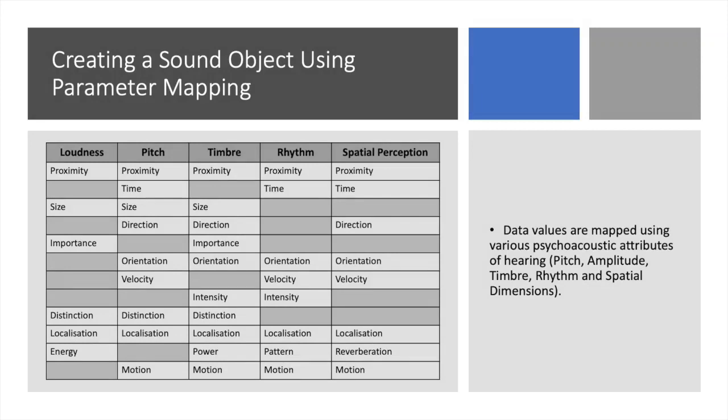Parameter mapping sonification is the most effective method that allows the sound designer to use psychoacoustic elements of hearing to represent real-life phenomena. In the table displayed on the screen, one can see the interrelationship between the different psychoacoustic qualities in representing a real-life object. For example, proximity can be identified through loudness, changes in pitch, changes in timbral qualities of the sound object. And spatial perception shows whether the object is coming from the right, left, center, back left, back right, center back, above or below.